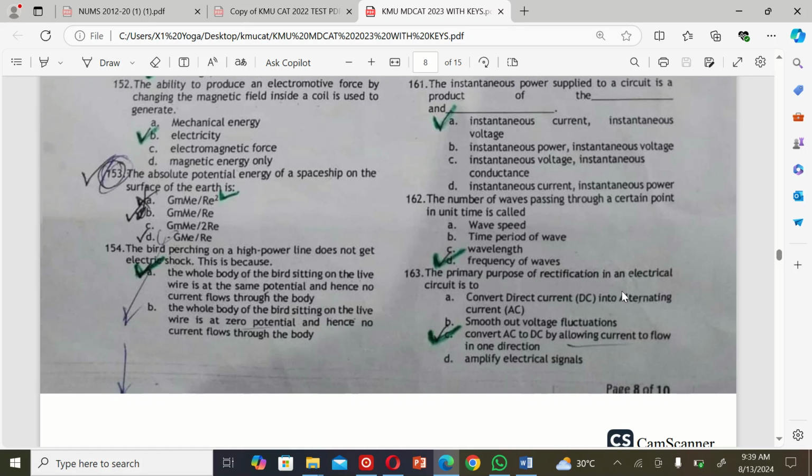The next MCQ is: the primary purpose of rectification in an electrical circuit is to A, convert direct current into alternating current; B, smooth out voltage fluctuation; C, convert AC to DC by allowing current to flow in one direction; D, amplify electrical signals. So the correct option is C, convert AC to DC by allowing current to flow in one direction.